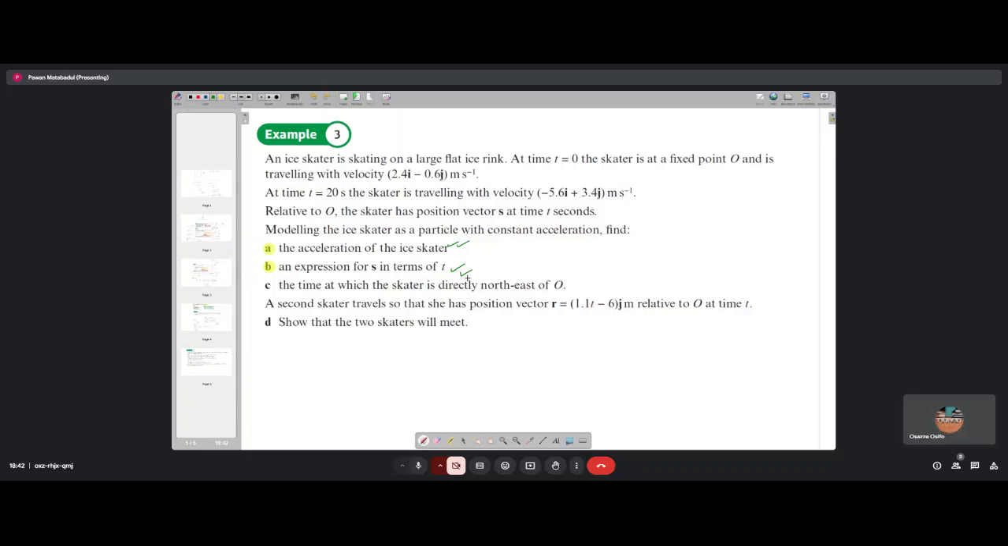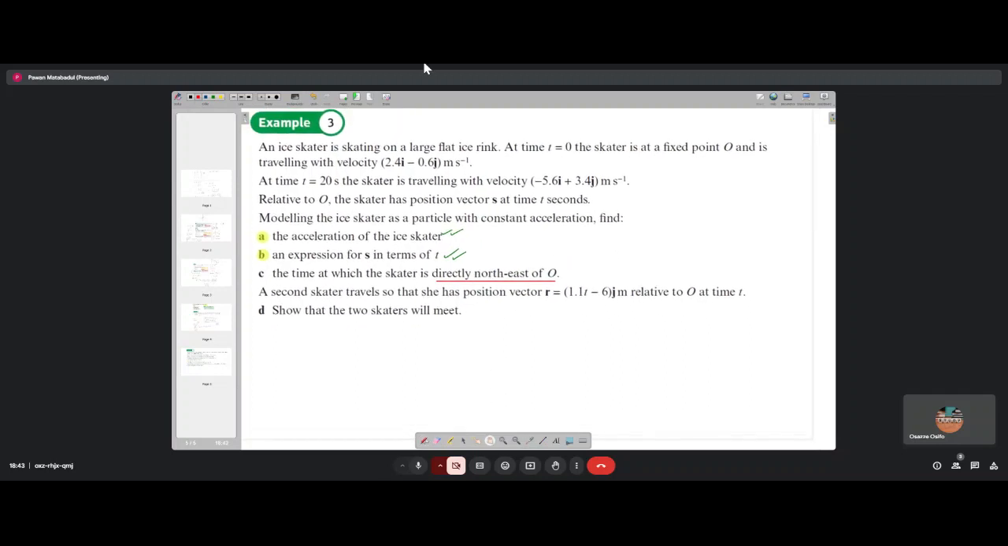Okay. Now, for part C, this one's very tricky. I'll give you a bit of a hint for it. When it says they're directly northeast of O, of course you don't know at what time that will happen. But what they're referring to is the displacement vector. So the displacement vector at this time has to be oriented at 45 degrees, basically. When I say 45 degrees, you're probably thinking, where's the 45 coming from?